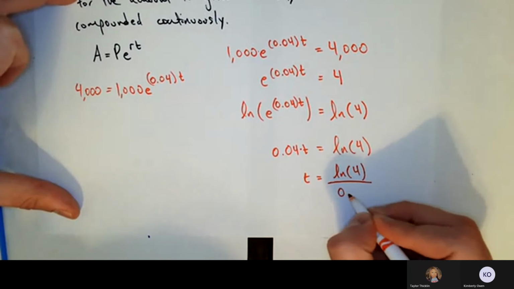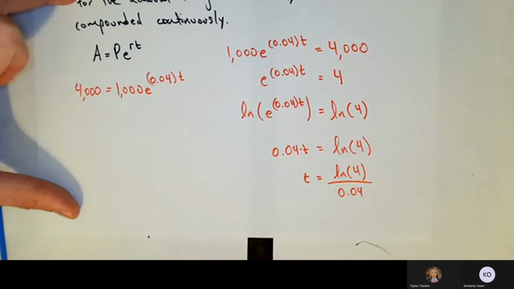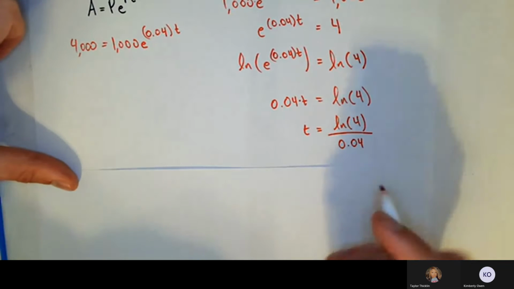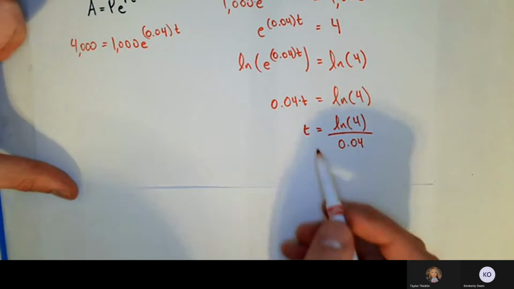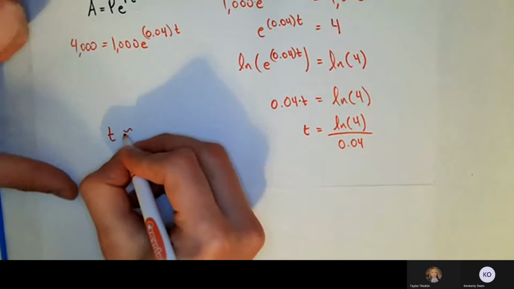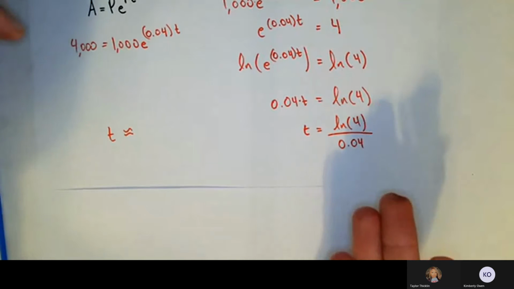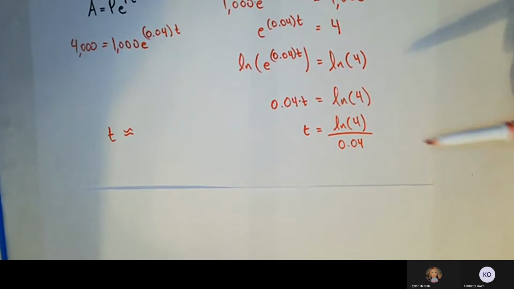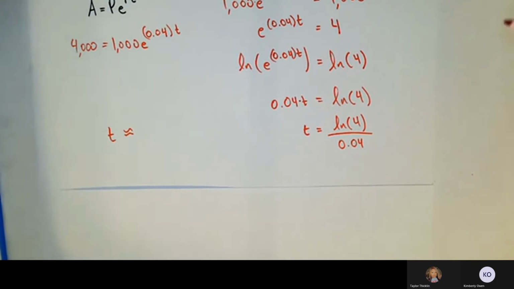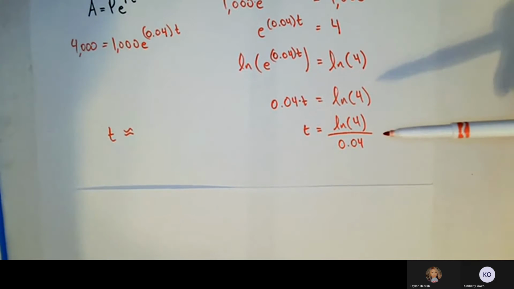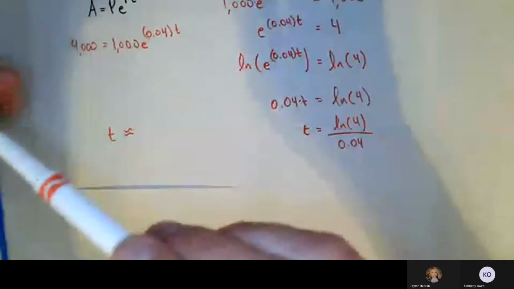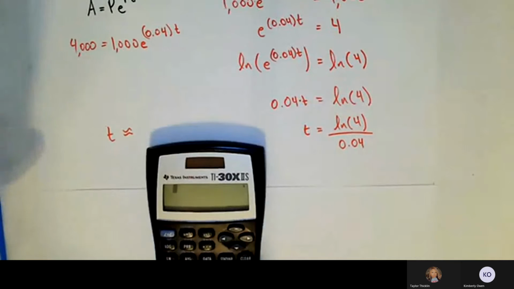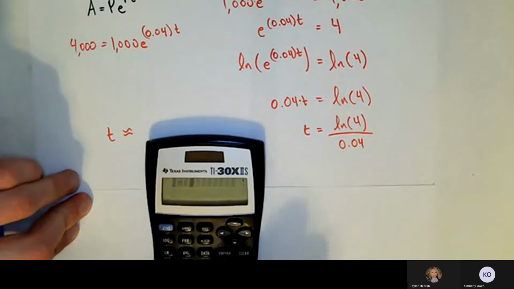So here is my exact solution. But in the real world, you want more than that. You want an approximate answer. You want to know how many years this is. If you ask me how many years it will take, and I say, oh, natural log of 4 over 0.04, that's not an answer. That's a math class answer, an exact answer. But what you really want is an approximate number of years, something that's easier to look at.